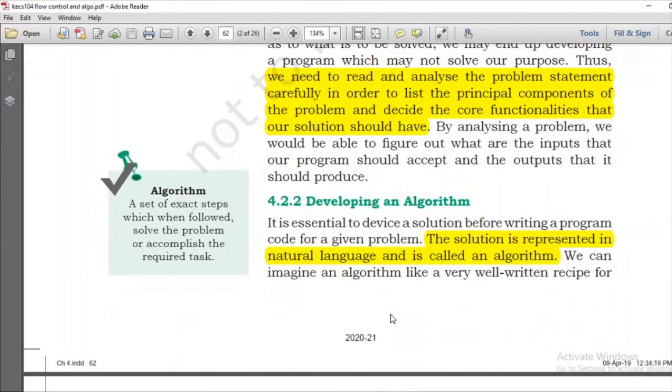Next is developing an algorithm. What is an algorithm? The solution is represented in natural language. Natural language means any language which is understood by human beings, whether it be Hindi, English, Punjabi.